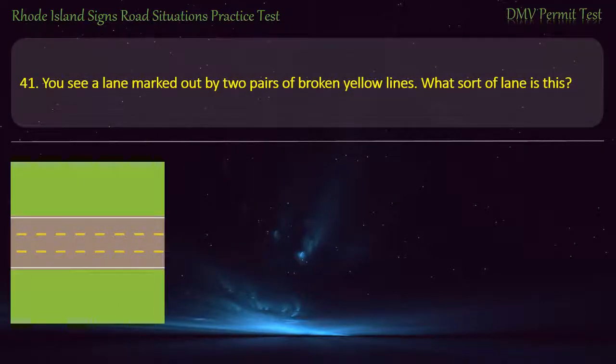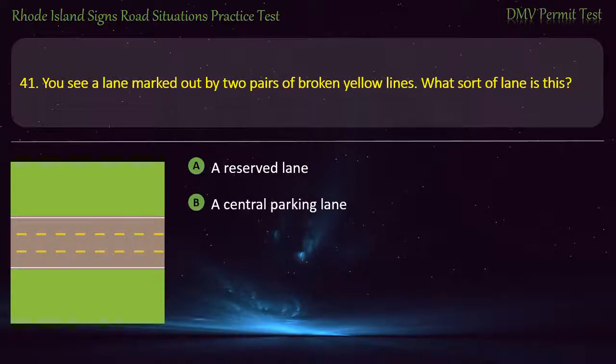Question 41. You see a lane marked out by two pairs of broken yellow lines. What sort of lane is this? A reserved lane. A central parking lane. A reversible lane. A shared center lane. Answer. A reversible lane.